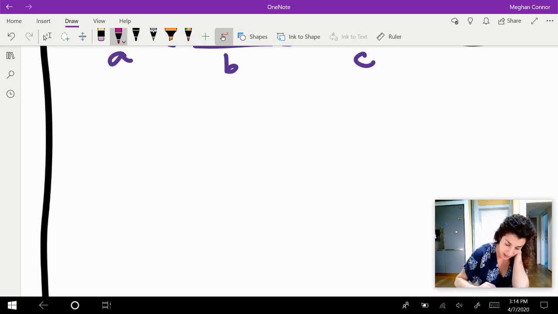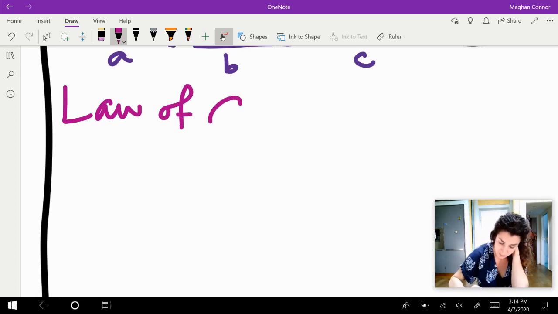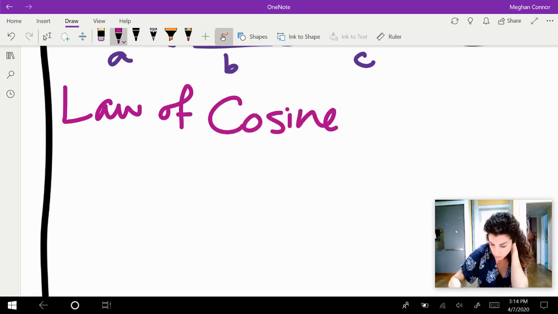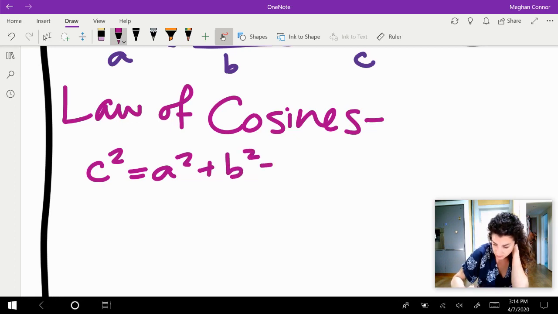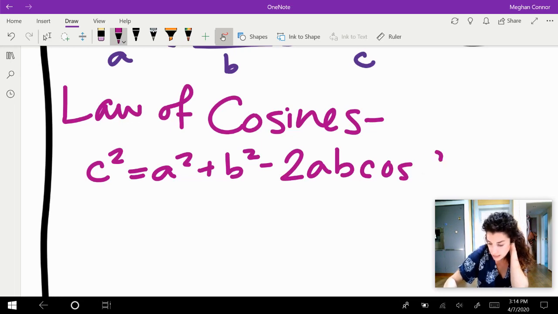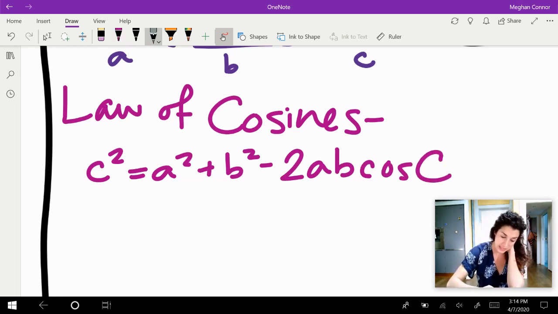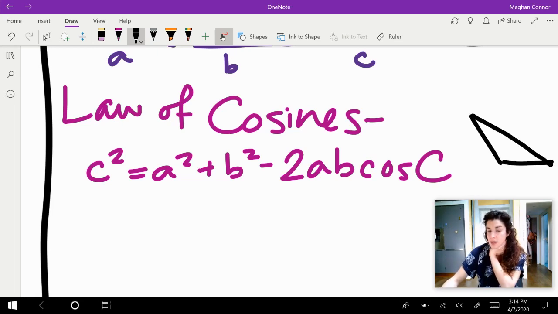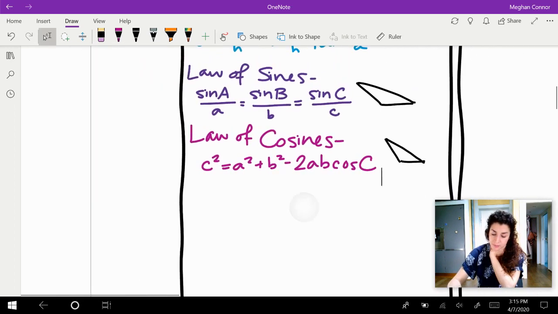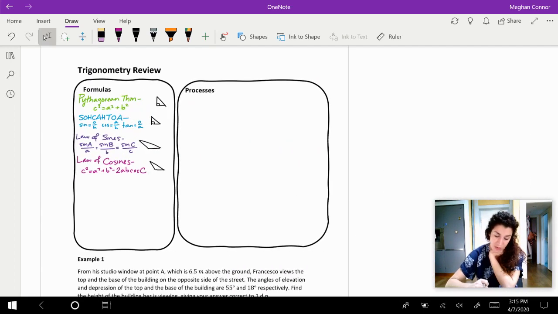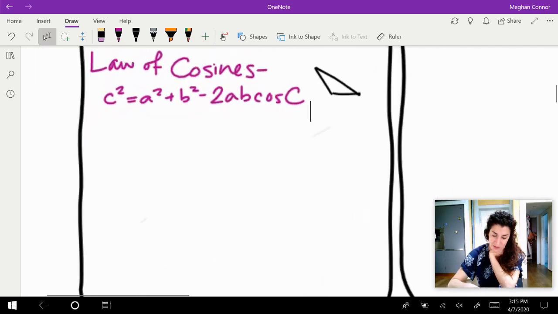The next one is your law of cosines. Your law of cosines is lowercase c squared equals a squared plus b squared minus 2ab cosine of uppercase C. This is also for any triangle, not just right triangles. Oh, I gave you way too much space. Maybe you guys will use the space though.